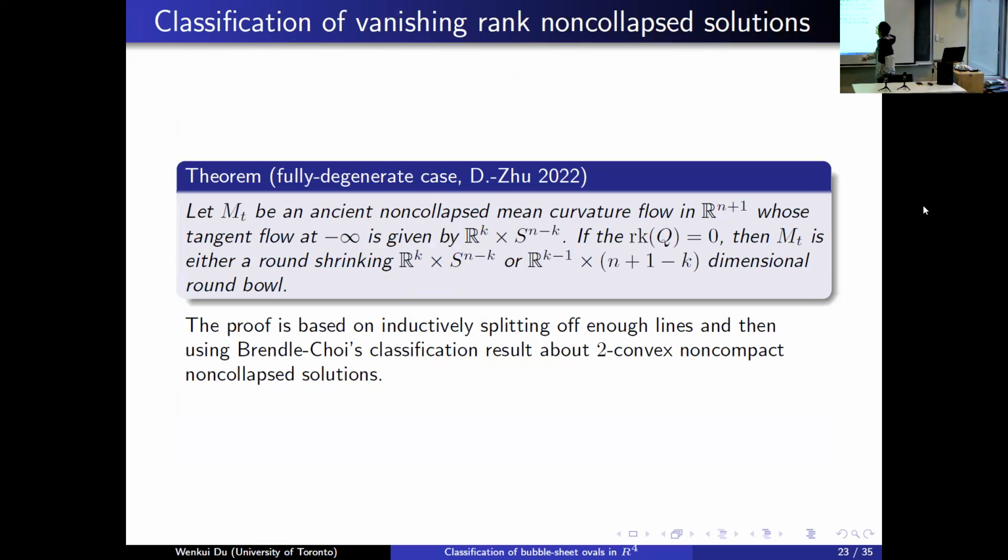Or maybe let me first discuss a bit of the vanishing rank case. In the vanishing rank case, the flow is actually either a round shrinking cylinder or some R^(k-1) factor times the (n+1-k)-dimensional round translating ball, and it's basically obtained by splitting off lines. After splitting off the lines, we have 2-convexity, and for the non-compact case, we use the Brendle–Choi classification of 2-convex non-collapsed solutions.